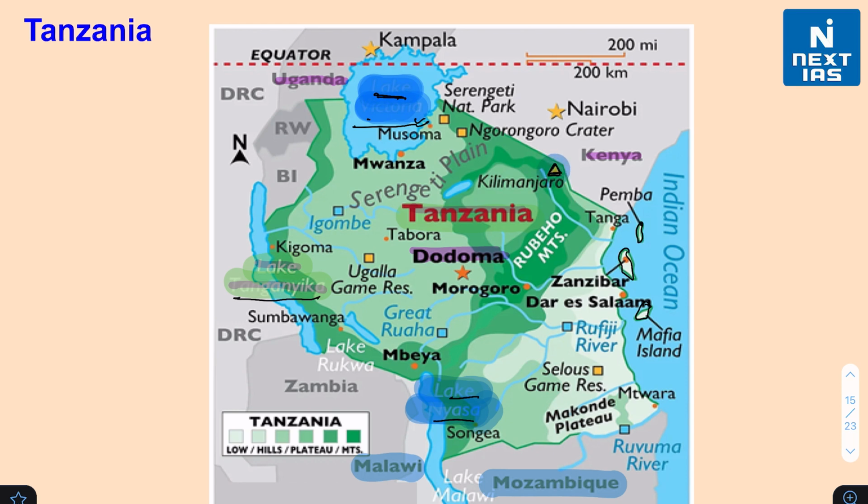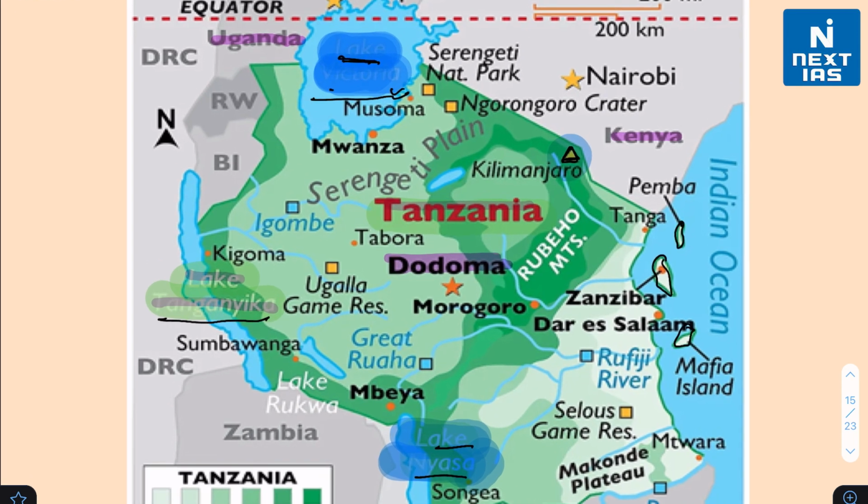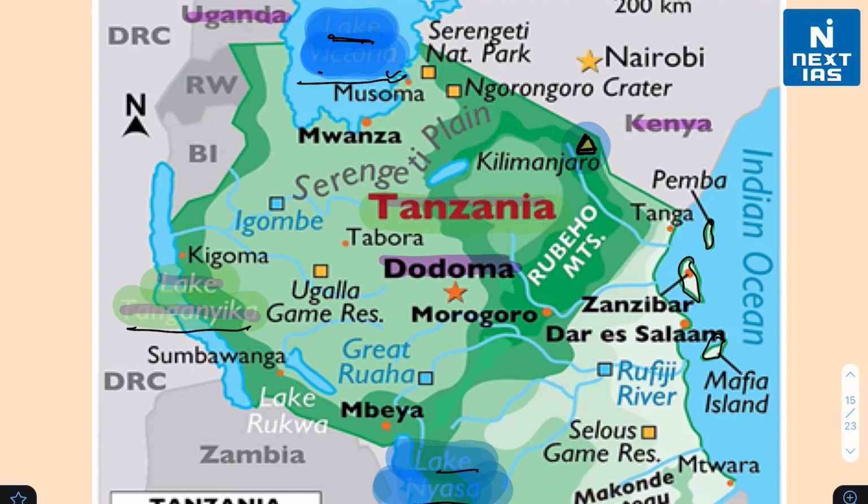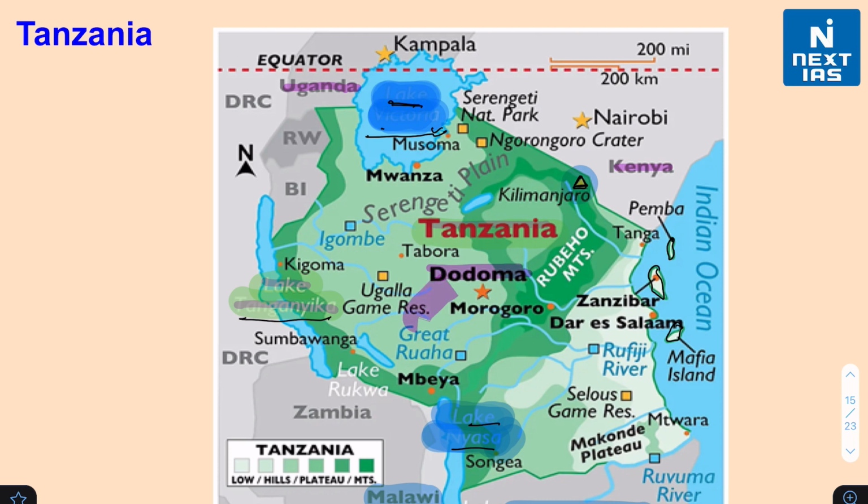Also, we have Mount Kilimanjaro situated over here, which is an active volcano and is the highest point in Africa. Now, Mount Kilimanjaro is a standalone peak and is not a part of any of the mountain ranges. Further on, we have the East African Rift system that runs in two north-south trending branches through mainland Tanzania.